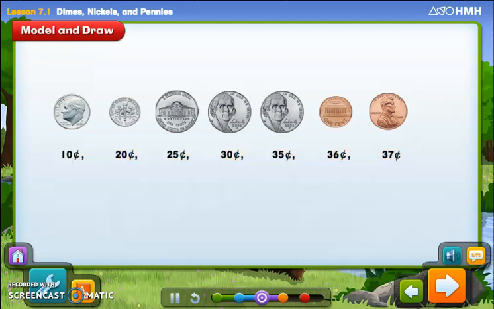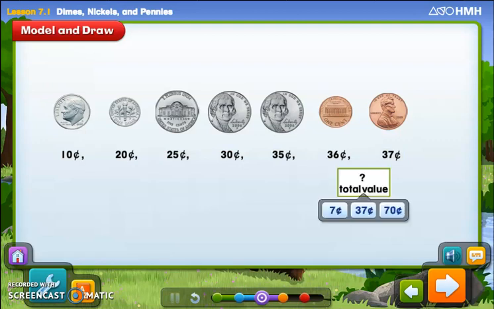What's the total value of this group of coins? So remember, they're counting each coin. First we see some dimes, so we go 10, 20, but then it changes to nickels. So then we're going to go from 20 and count on by fives. 25, 30, 35, and then we see some pennies. So we're just going to add ones to the 35. 35, 36, 37. So our total value is 37 cents.